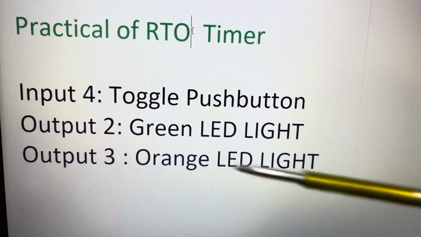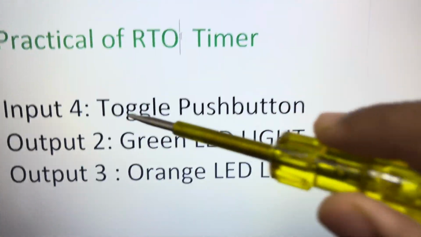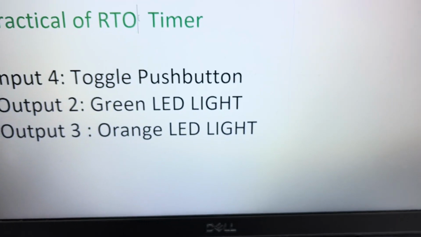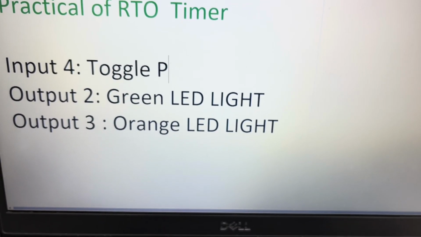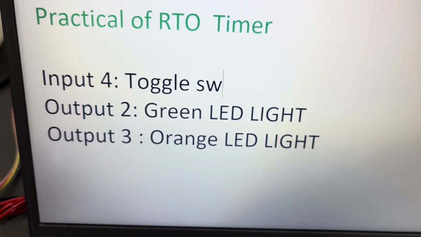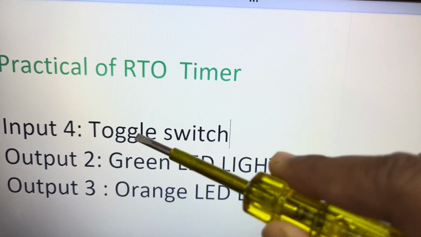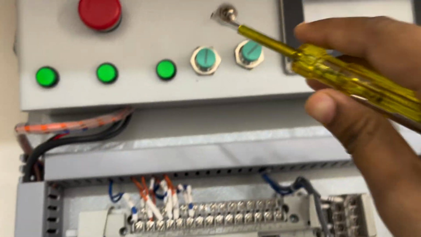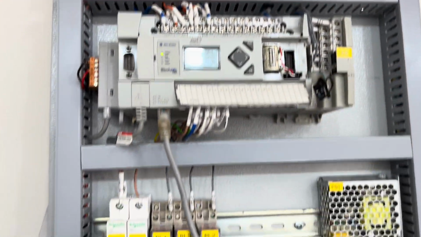So here we have used one input, which is a toggle push button, input number 4. It is not a push button, sorry, this is a switch, right? You cannot say this is a push button, this is a toggle switch, of course. Sorry, that's my mistake. This is a toggle switch connected to input number 4 of my PLC.